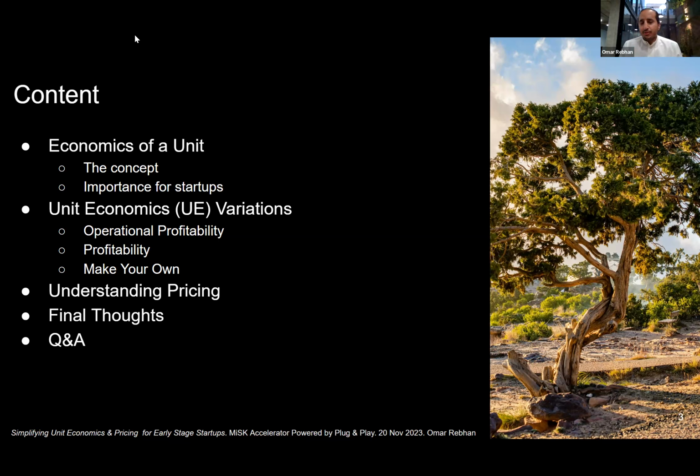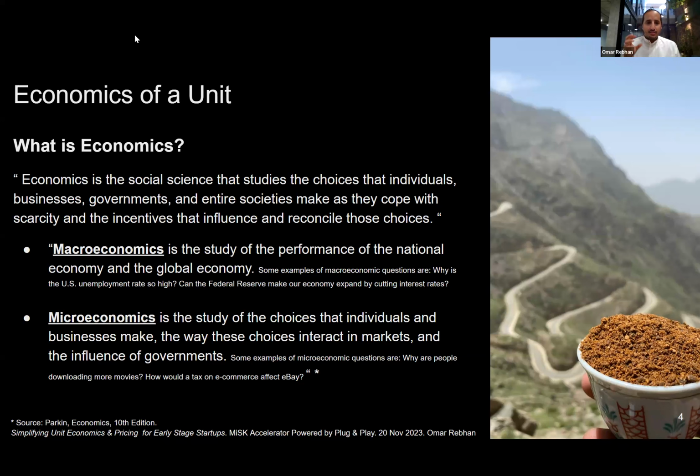Okay. So unit economics. There is a great book called Economics by Michael Parkin, and it talks about economics and what is economy. And he has defined economics as the social science that studies choices that individuals, businesses, governments and entire societies make as they cope with scarcity and the incentives that influence and reconcile those choices. What does that mean? Economics is basically the social science that helps us control how scarce everything that we have is, and how we can help it be sustainable with our choices, right?